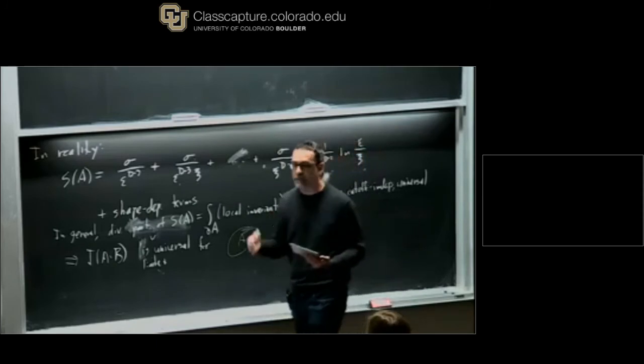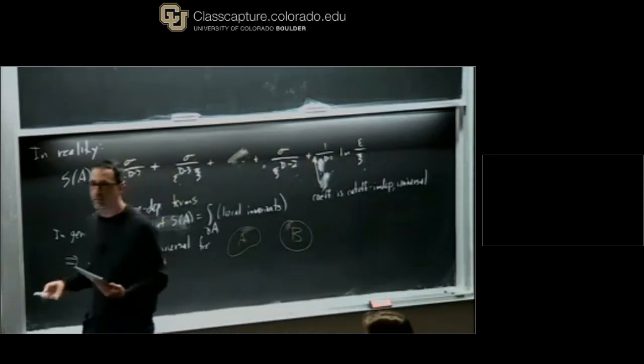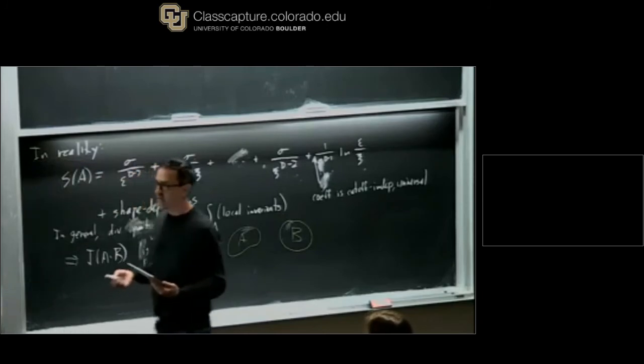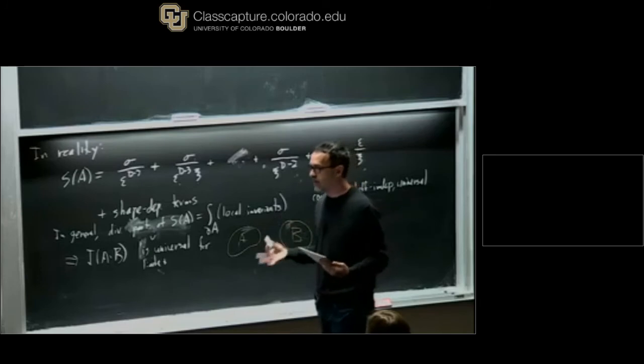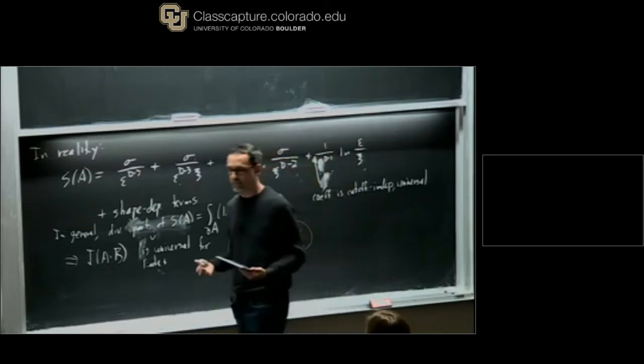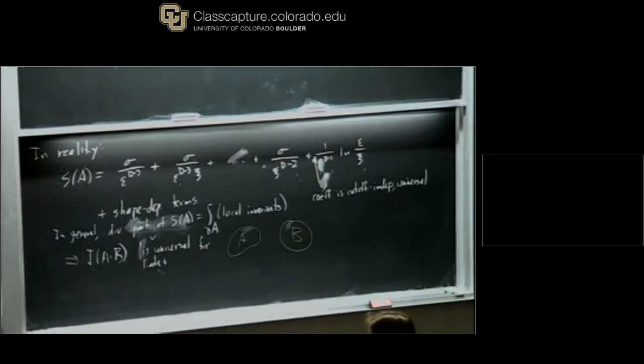And in fact, it tells you more than that. It tells you about what kind of topological order you have. And this is really the way to know on a lattice, for a lattice system, whether you have topological order at long distances or not. And that's why it's called topological entanglement entropy.